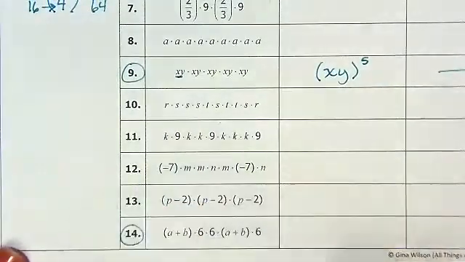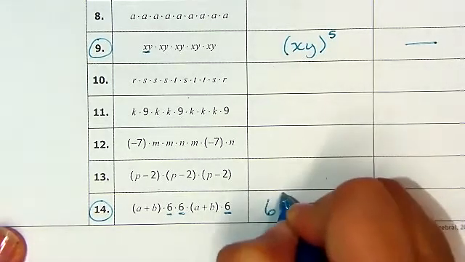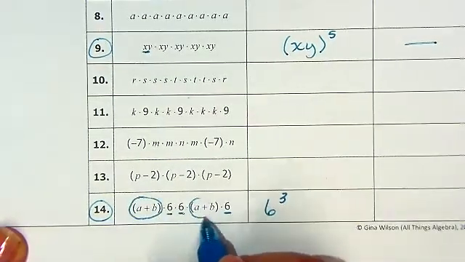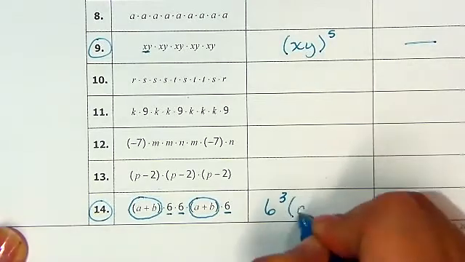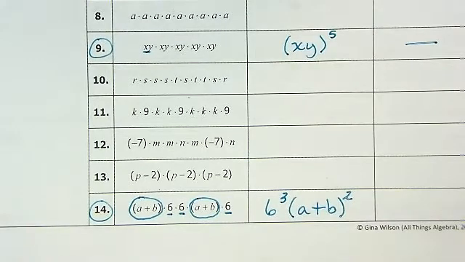All right, next example. We're going to jump on down to 14. Okay, so we're pulling multiple things together here. I'm looking at each thing separately. So I've got the 6s, kind of like I'm combining like terms. I've got 1, 2, 3 6s, so I'm going to have 6 to the third power. And then I'm looking at the expressions that I have inside the parentheses. How many times do I have that? Twice. So I write that in the parentheses, (a plus b) squared. Now, I can't do anything with the a plus b, but I can do 6 to the third.